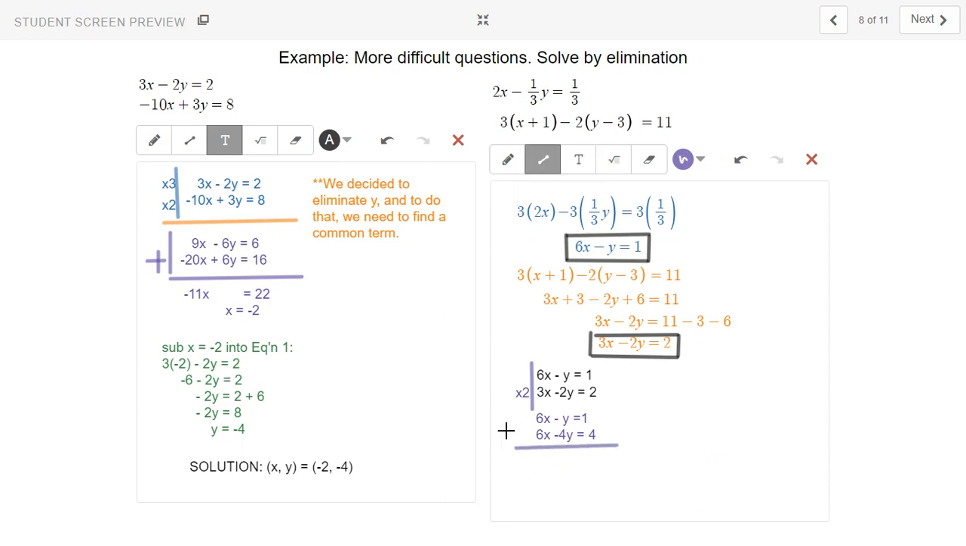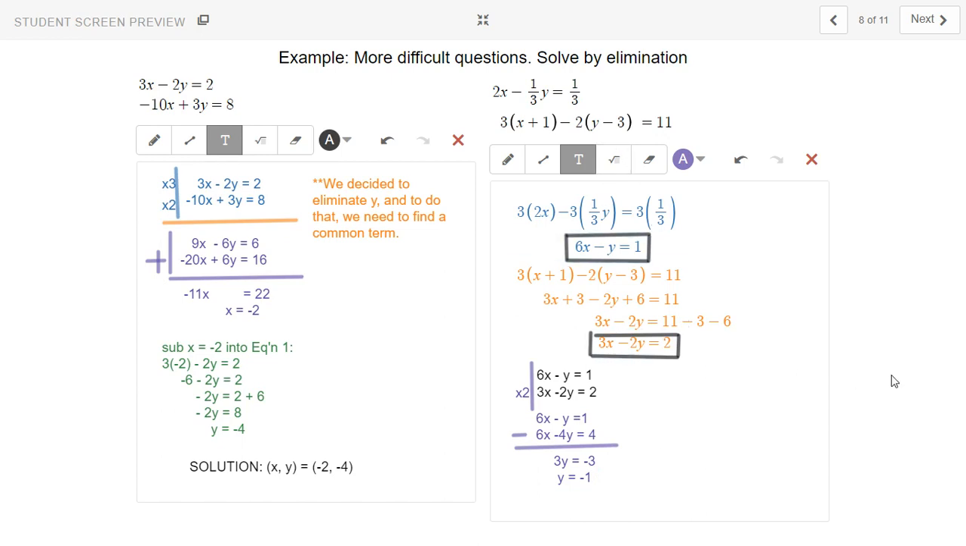I'm going to subtract the terms now. We have 0 x's. For the y's, negative y plus 4y. That gives us 3y, and that's equal to negative 3. Y is equal to negative 1. So we've got our first one.